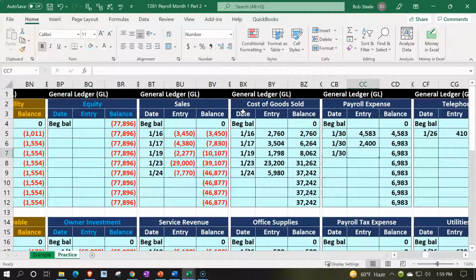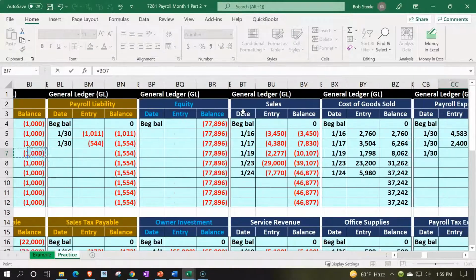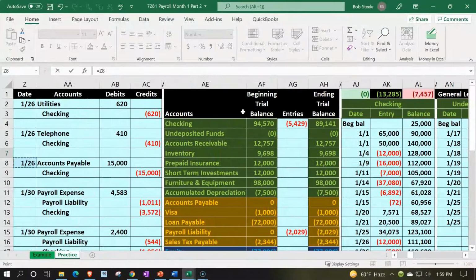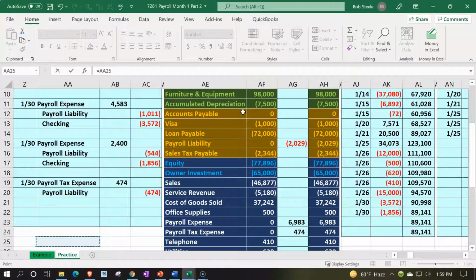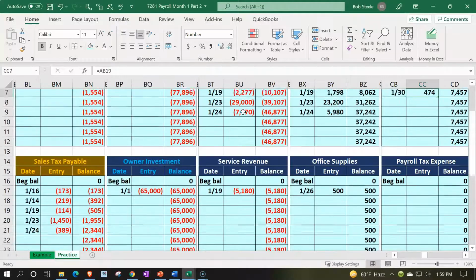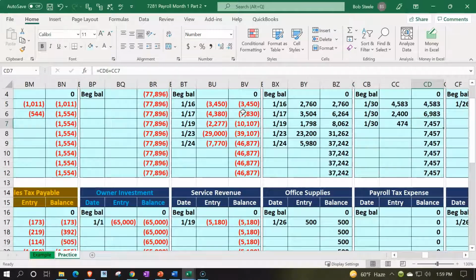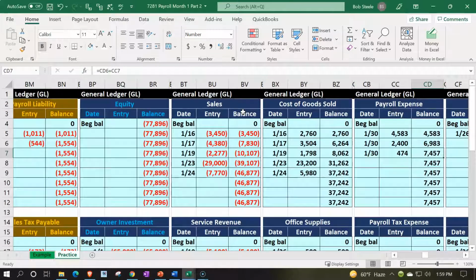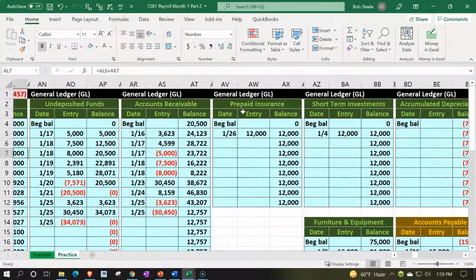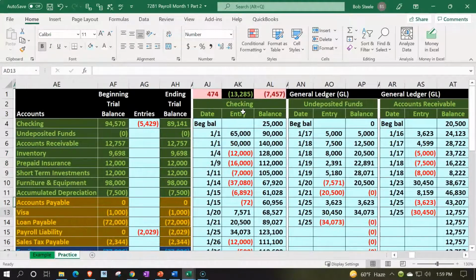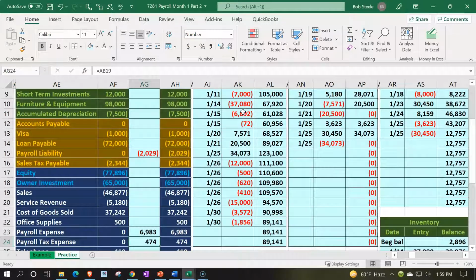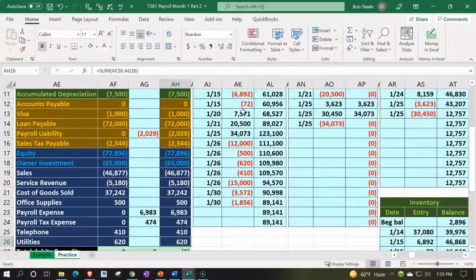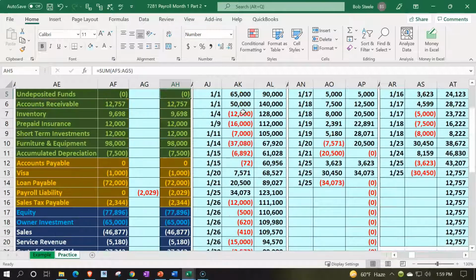We're in CC7 equals left till we get all the way to the wall again. Scrolling down, we're picking up that 474, 474. So now we're up to the 7457, which should now match, I believe, what's on the trial balance. We're out of balance in the GL. The trial balance is now at, what did I just record on that? The payroll expense. Hold on a second.